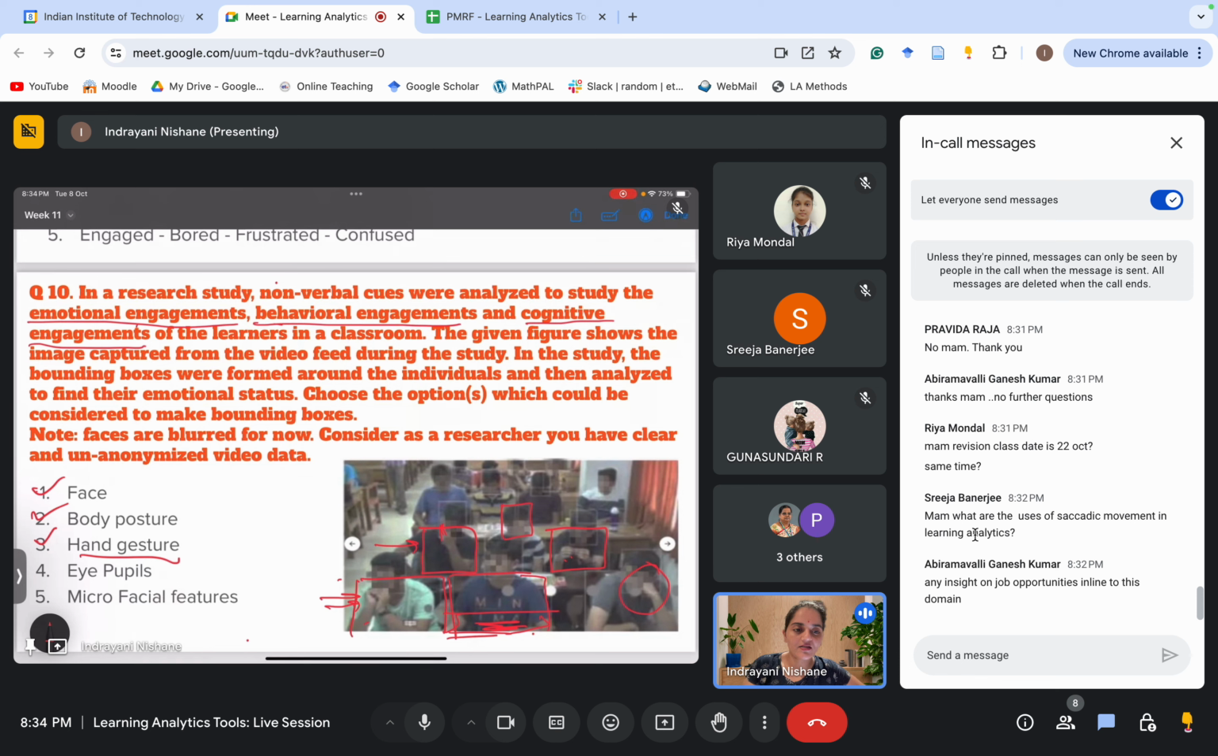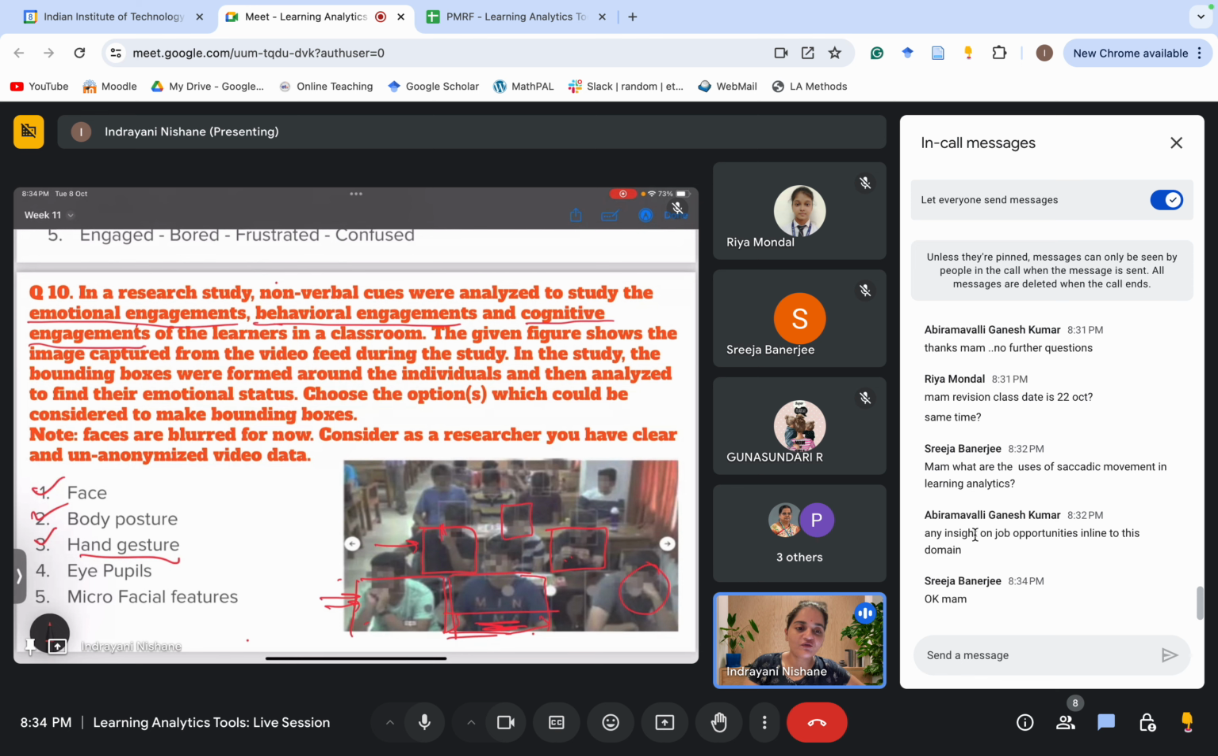Any insight on job opportunities in line with this domain? Oh my god. If you find any, please tell us also. We are roughly 10 to 12 research scholars working in learning analytics. We all are looking for jobs after PhD. There are very limited job opportunities in learning analytics. So if you find a learning analytics job, please include us also on LinkedIn.